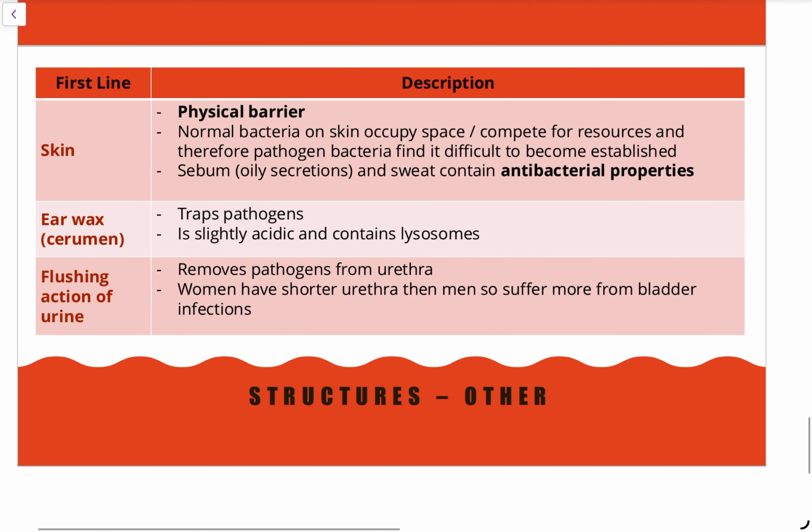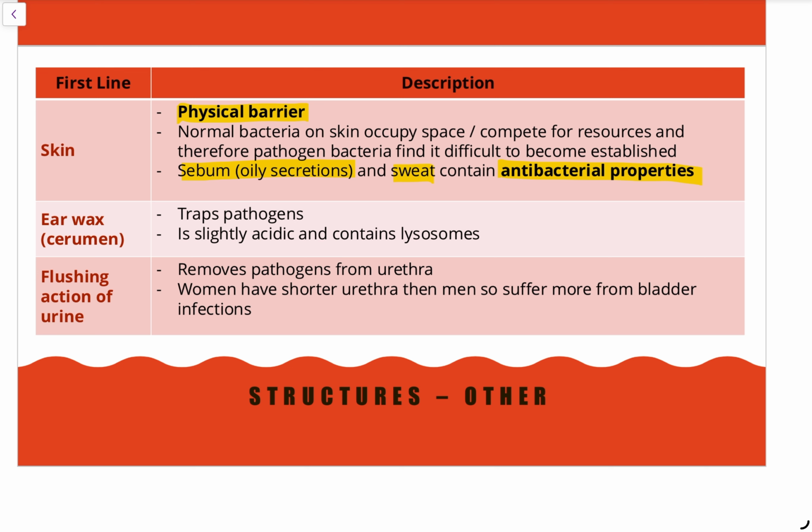So, what are some of the big structures now? We're looking at the skin. The skin is the largest organ of the body, and it is our biggest physical barrier to prevent the establishment of bacteria coming into the body, viruses, funguses, you name it. The skin is a barrier. It's going to prevent everything from getting in. Now, on the skin, we have an oily secretion known as sebum, and we also have sweat. Both sebum and sweat contain antibacterial properties. They don't allow bacteria to grow very well on the surface of the skin.